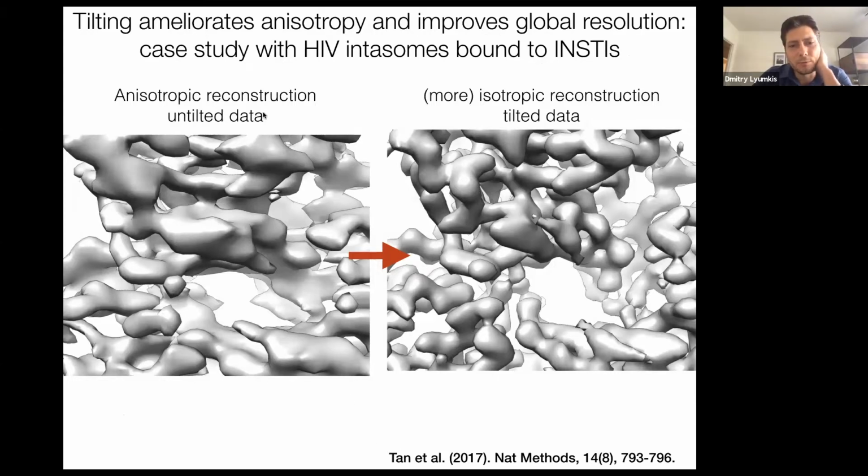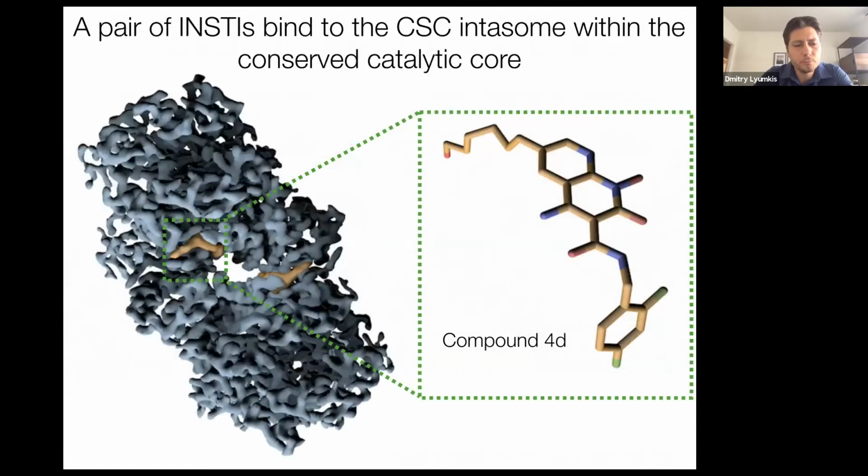These are the types of reconstructions that we get in the absence of tilts. They're very anisotropic, and that's simply because the specimens are adhered in one orientation to the air-water interface. But if you tilt the stage, then you can get much more isotropic reconstructions.